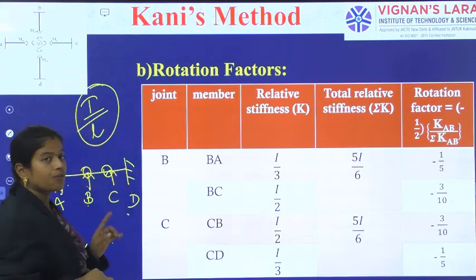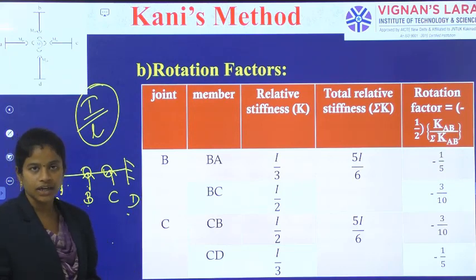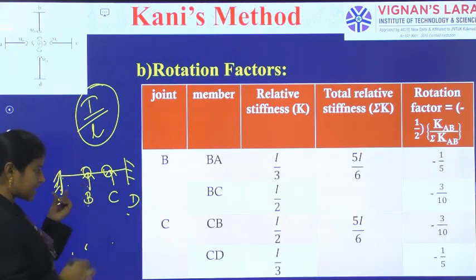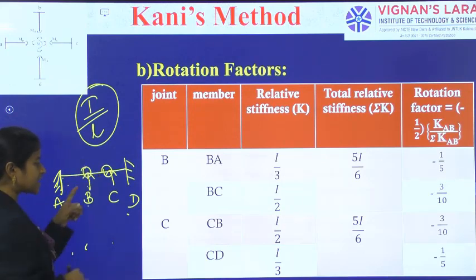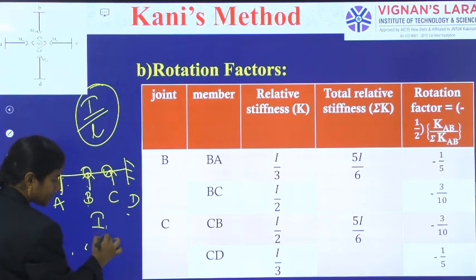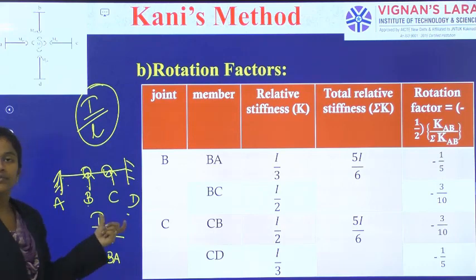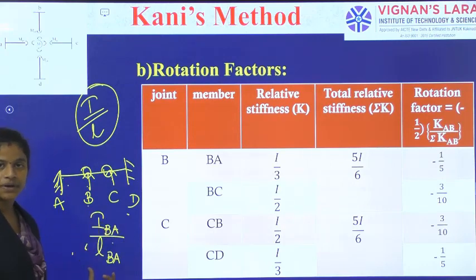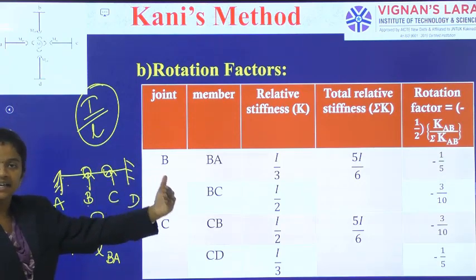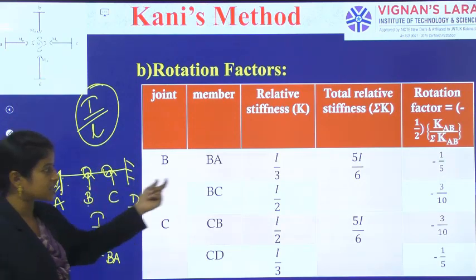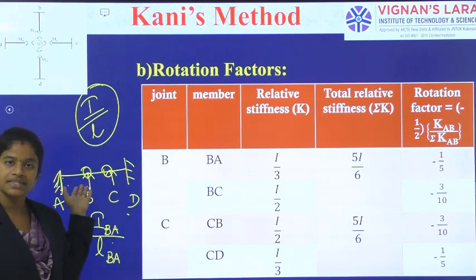I by L when the farther end is fixed or it is an intermediate support. Okay, so from B towards A, the farther end is fixed, so our condition is okay. Due to this condition I have to write I_BA by L_BA, the moment of inertia of the BA section by the length of that particular BA section, because the farther end from B towards A is fixed. That's why I by the length of the particular member, that is I by 3. Just the AB member has 3 meters length.